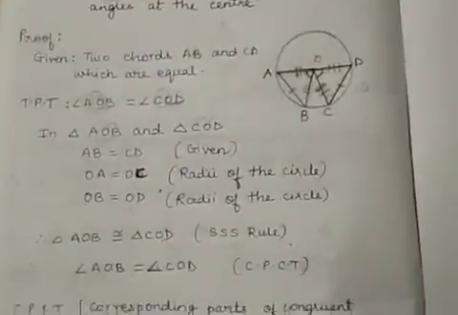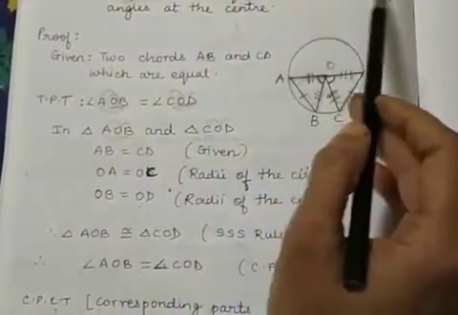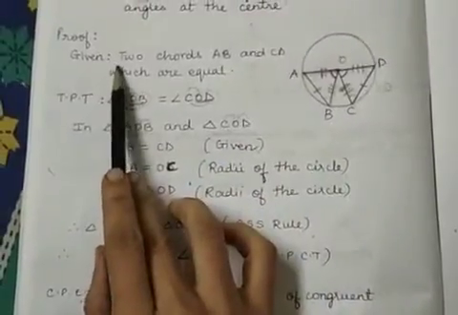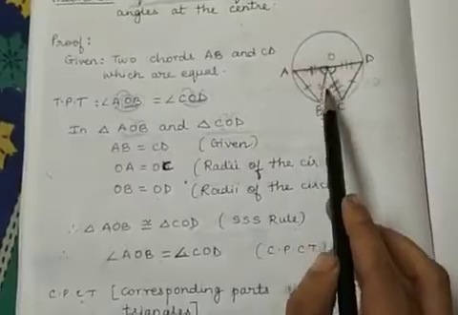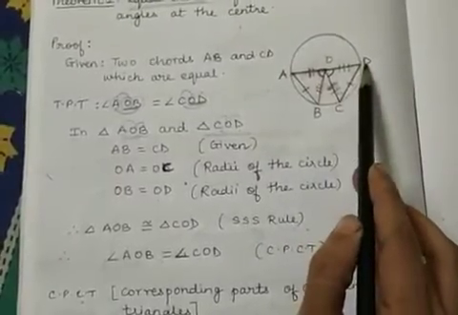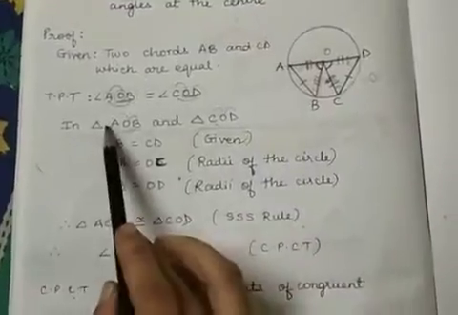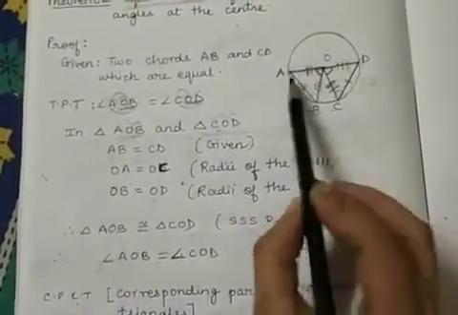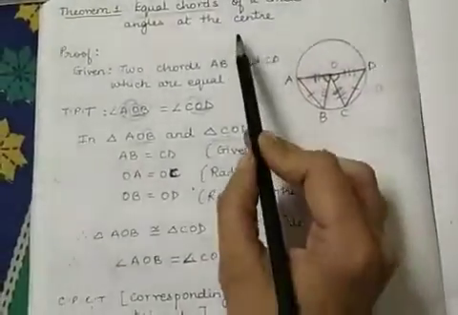So again I will go through it. You have to show equal chords of a circle subtend equal angles at the center. So first I write what is given, then I write what has to be proved. So I have to prove angle AOB is equal to angle COD. For that I take two triangles, AOB and triangle COD. So AB is equal to CD because it's already given to you.